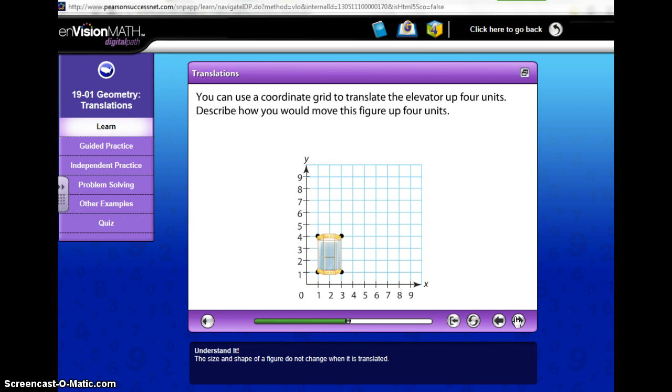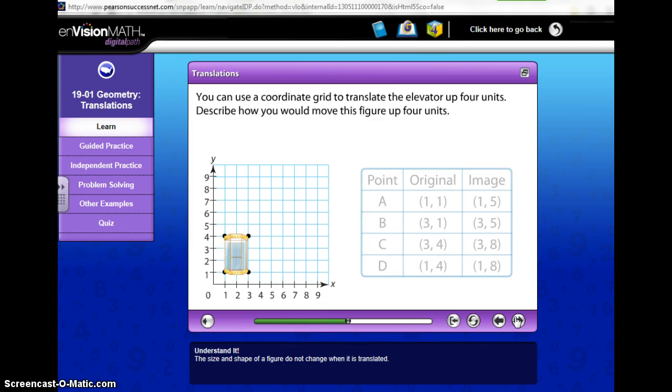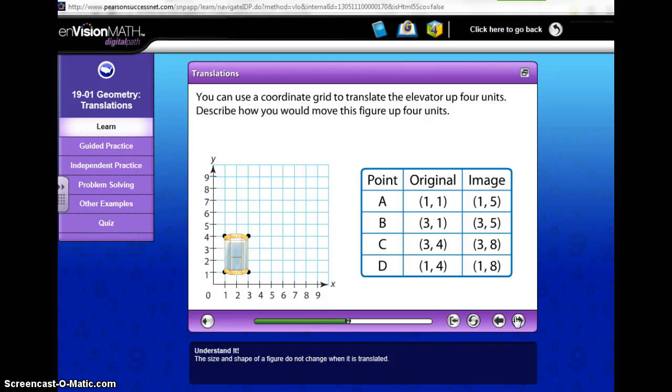We can use a coordinate grid, that's what we're going to use today, to translate this elevator up 4 units. Okay? So my suggestion is always pick one of the corners in your shape. It doesn't matter which one. It doesn't matter at all. I'm going to pick this corner. Random. Totally random.